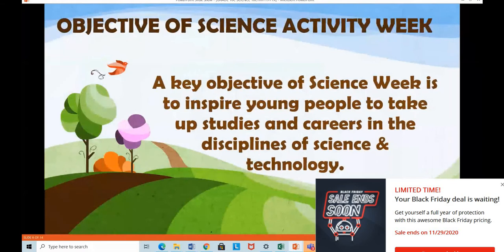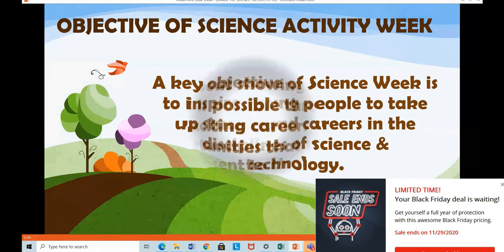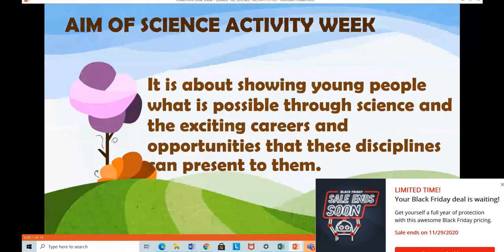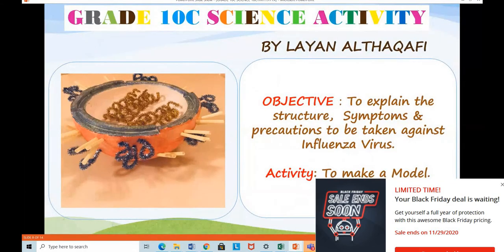So let's start our science activity with the objective. The objective is to inspire the young students to take up studies and careers in the disciplines of science and technology. And the aim of the science activity week is to show the young students what is possible through science and the exciting careers and opportunities that these disciplines can present to them, inshallah.